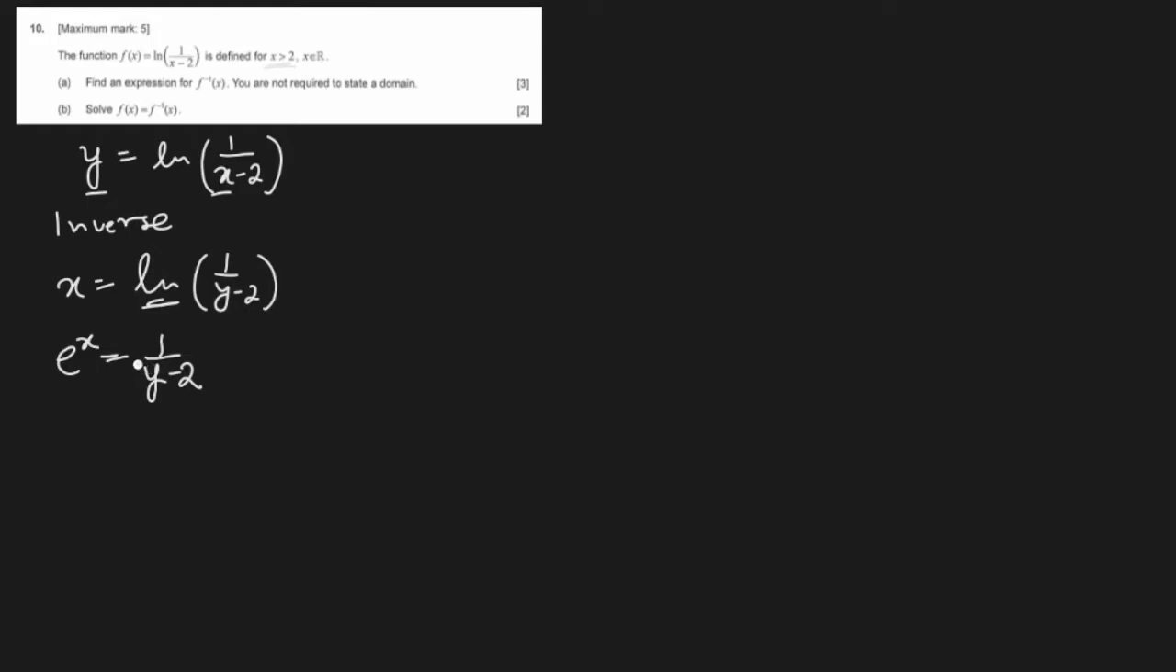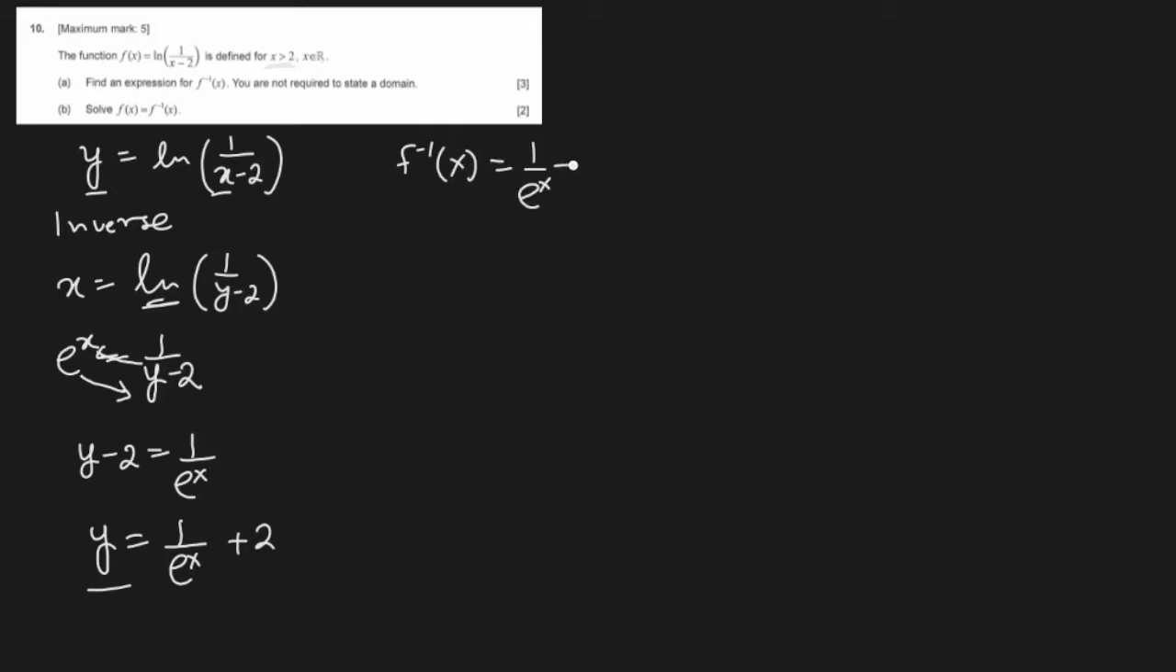Now y has to be a numerator. To make it subject, it has to be a numerator, so it goes up, but e to the power x will come down. Y goes up along with minus 2. So y minus 2 equal to 1 over e to the power x. So y is 1 over e to the power x plus 2 when minus 2 comes here, and this y is inverse. So f inverse x is equal to 1 over e to the power x plus 2. Done.